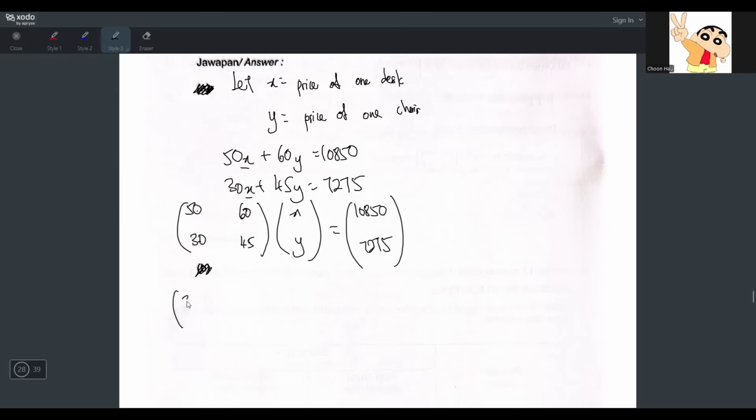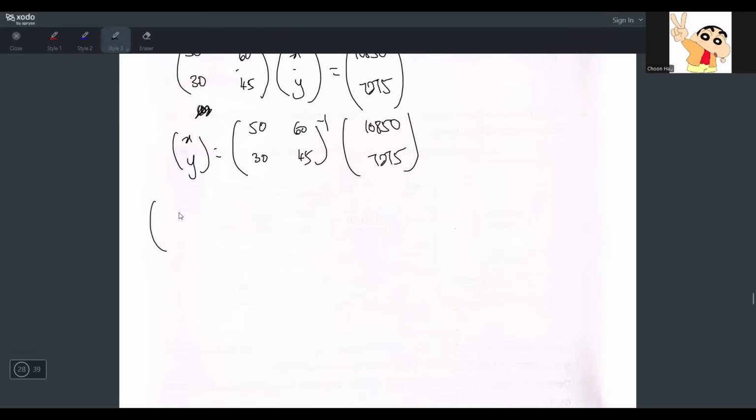Okay, now how to find x and y? This matrix and this matrix, there's nothing in between them. That means they are multiplied. Normally multiplication moving across becomes division, right? But in the matrix world there is no division. We don't call it divide, we call it inverse. So the whole thing here moves over, it will become the inverse of 50, 60, 30, 45. That's why I have to write the power of -1. And then this is 10850, 7275. So now the next step is to do the inverse for this matrix. In your syllabus, you only learn how to do inverse matrix for 2 rows, 2 columns, right? So yeah, this is 2 rows, 2 columns. Okay, how to find the inverse?